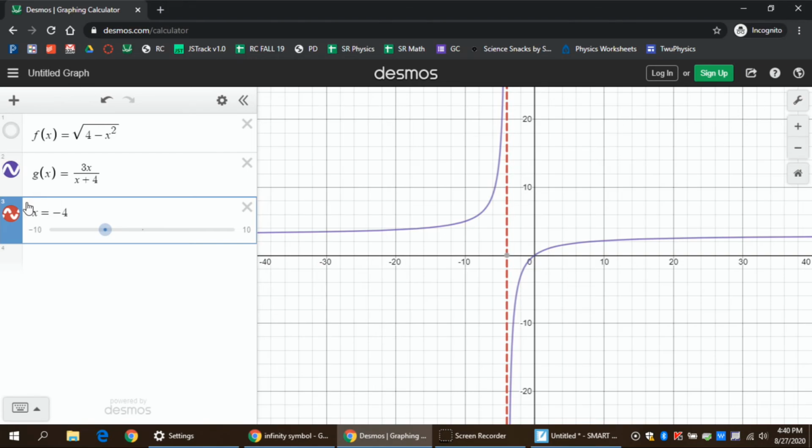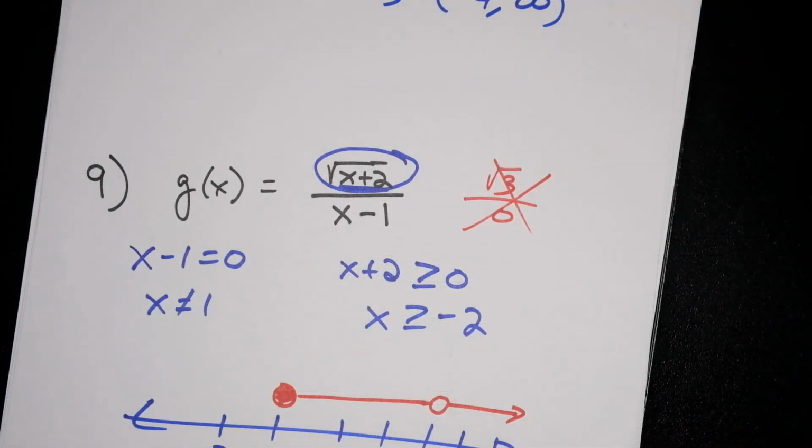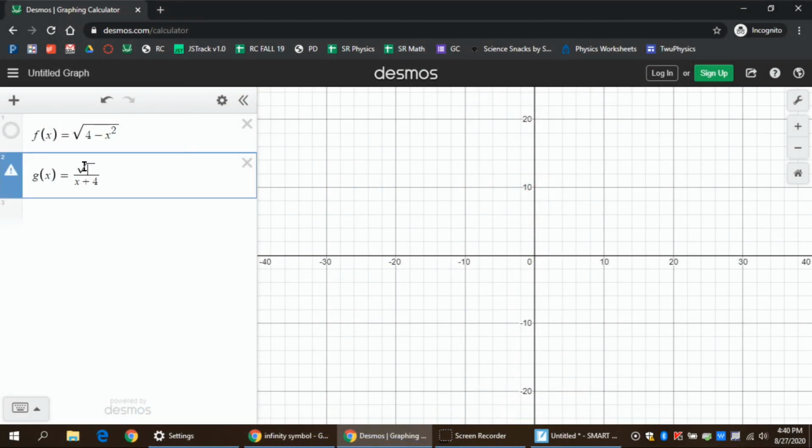We had a square root in a fraction, right? So let's see what number 9 looked like. It was the square root of x plus 2 over x minus 1. So let's type that in. The square root, SQRT, of x plus 2 over x minus 1. And this is what this weird thing looks like, right?